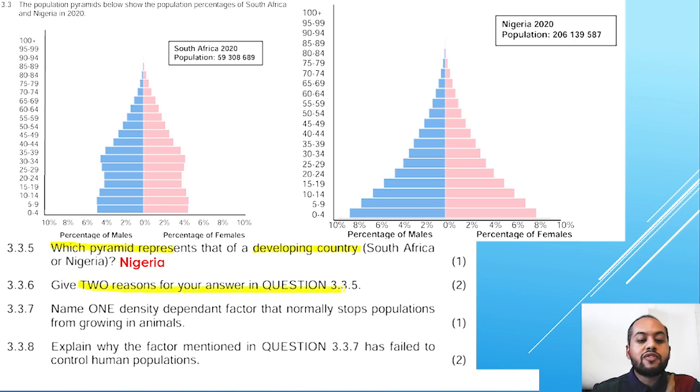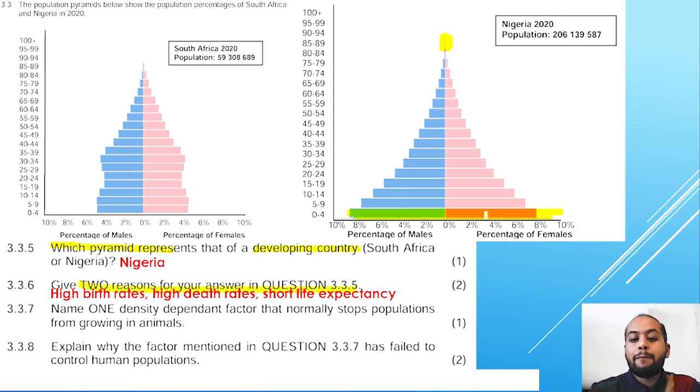Give two reasons for your answer. So why are you saying Nigeria is going to be a developing country? A population pyramid that has a triangular shape is generally going to have high birth rates. It has high death rates since the life expectancy is low, and therefore it's going to have a short life expectancy. Any two of these reasons would have been correct: high birth rates, high death rates, lower or shorter life expectancy.